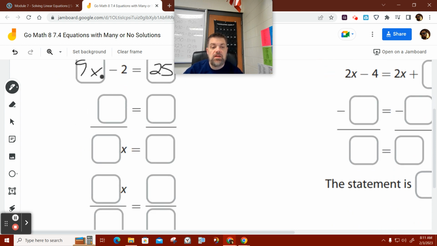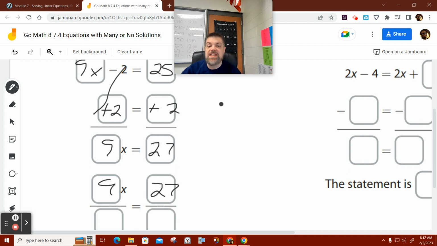Get rid of the negative 2. Yeah, so if I'm subtracting 2 in the equation, how do I get rid of it? I'm going to add 2. Whatever I do on one side, I do to the other. These 2's cancel, and I'm left with 9 times x. What's 25 plus 2? 27. Wow. So I have 9x equals 27.